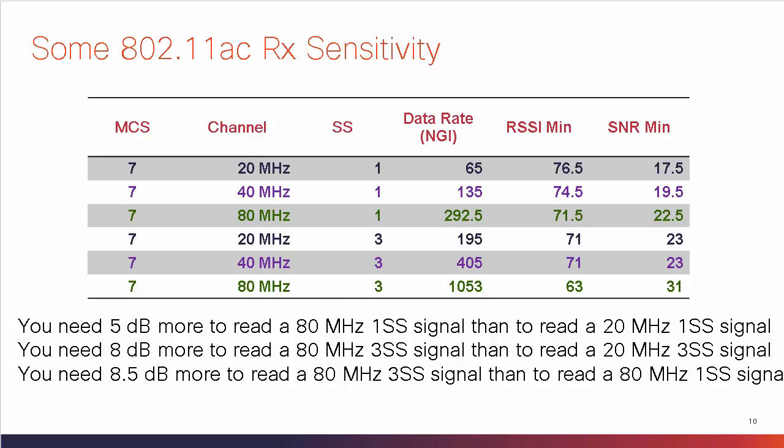So the conclusion is, when you design your cells, you should use the modulation, but also the number of spatial streams and the channel width that you plan on using in real deployment, because those two parameters are going to dramatically change the size and maybe the shape of your cell.